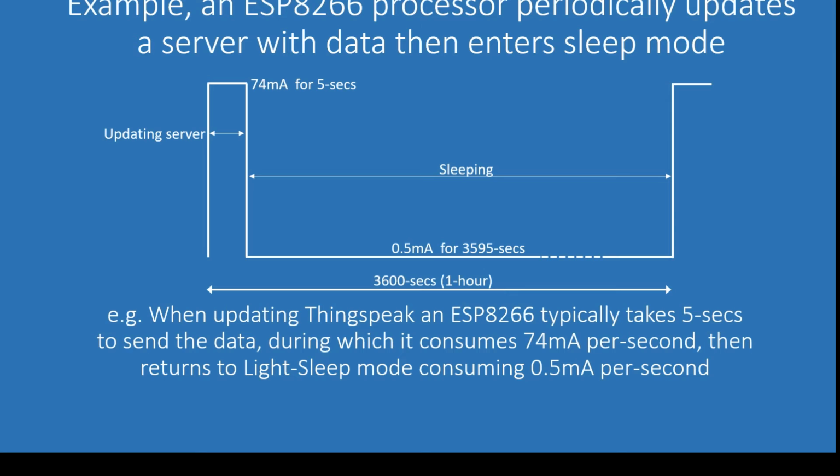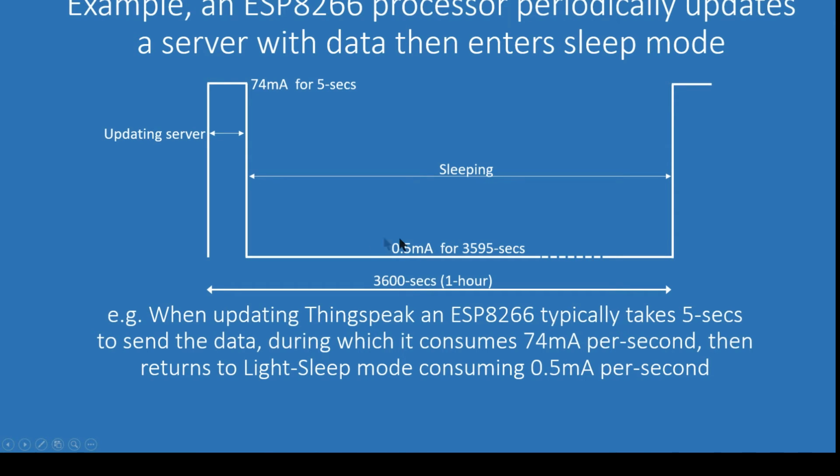Okay, here's an example. As ever, an ESP8266 processor which has been set up to send data to a server, and typically it takes a very small amount of current and then peaks for 5 seconds, consuming 74 milliamps every second. Then it goes back to sleep and consumes 0.5 milliamps for 3,595 seconds. 5 plus 3,595 equals 3,600.